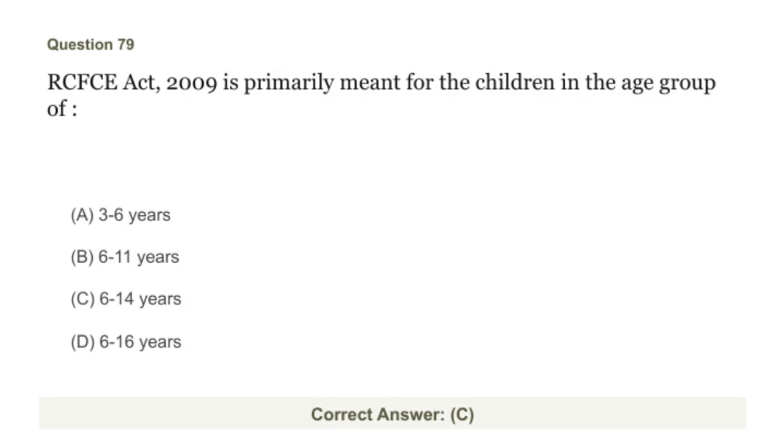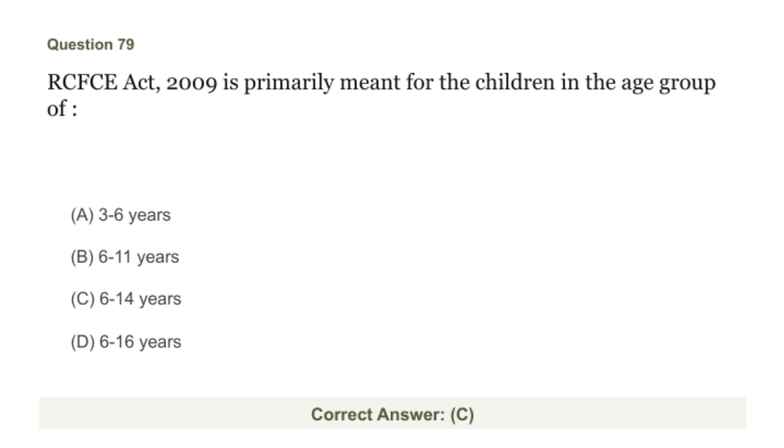The correct answer here is option C. The RTE Act of 2009 is primarily meant for children in the age group of 6 to 14 years. Now, let's talk through why that's the case. This legislation specifically focuses on the rights and development of children within this age range, ensuring their protection, education, and overall well-being.